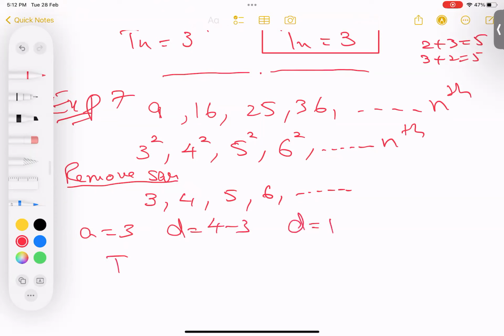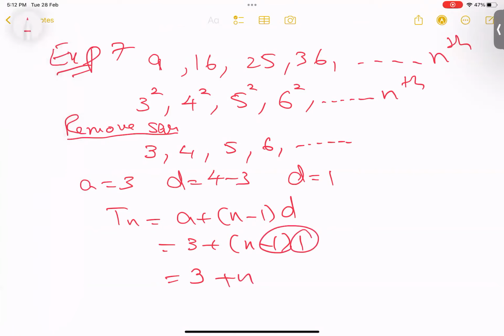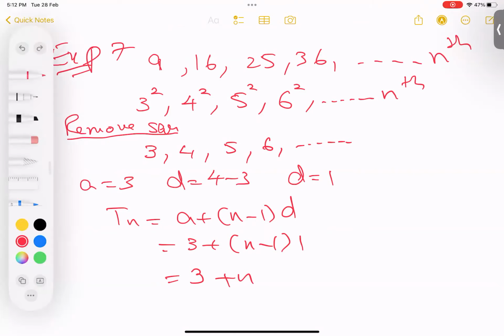So the formula of AP is Tn equal to A plus n minus 1 into D. Plug in the A value here and the D value here, and let's see what answer turns out. So I'm going to simplify, and 3 as it is. 1 times n is n, and 1 times 1 is 1. If I simplify, I get the answer finally: 3 and 1 subtract, I get 2 plus n.